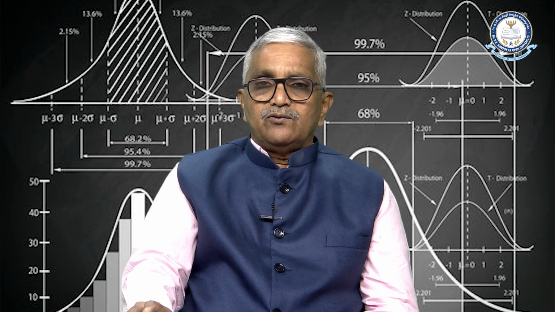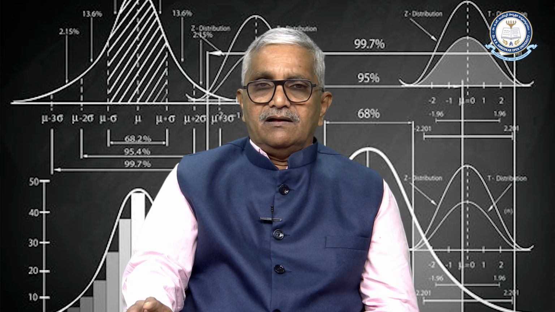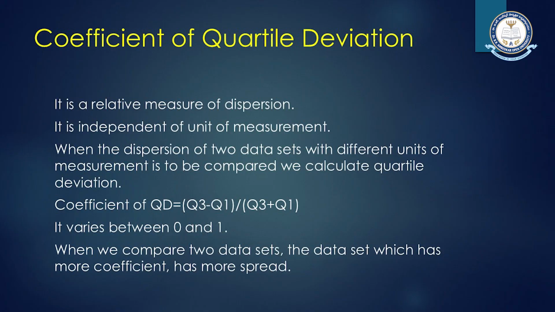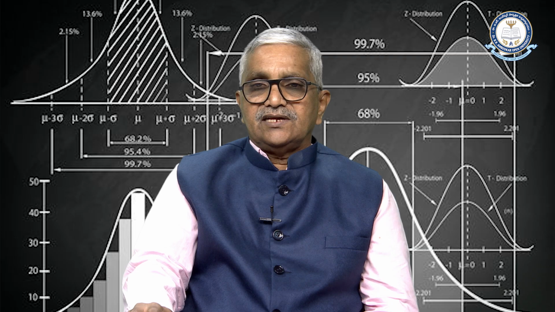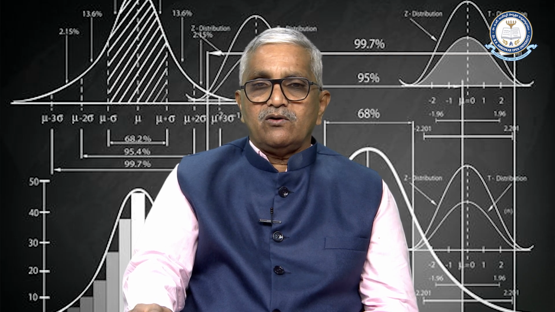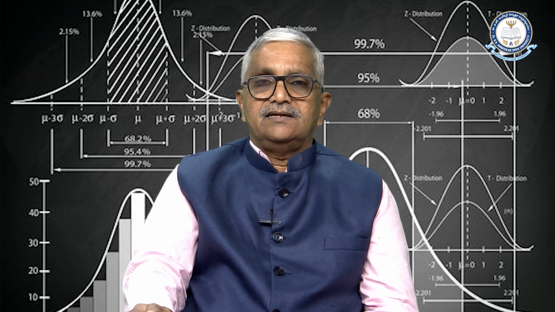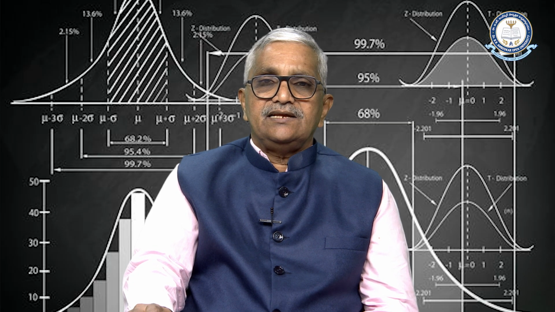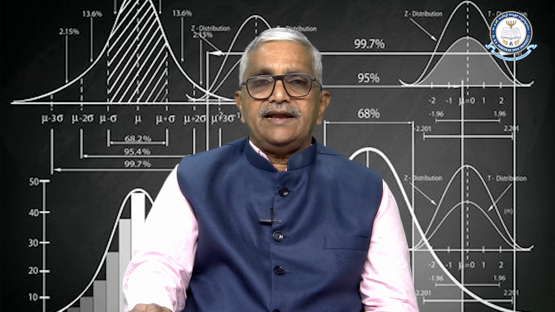The coefficient of quartile deviation is equal to Q3 minus Q1 divided by Q3 plus Q1. The value of the coefficient of quartile deviation varies between 0 and 1. When we compare two data sets, the data set which has the larger coefficient has more spread. A coefficient of quartile deviation of 0 means there is no dispersion in the data set.